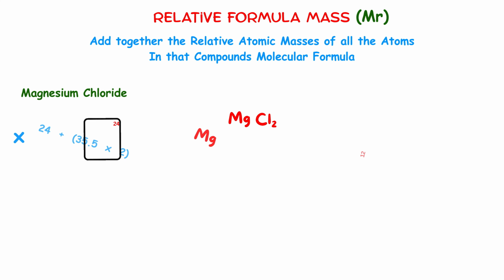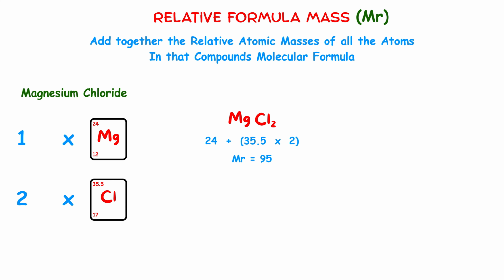For instance, let us look at magnesium chloride, whose chemical formula is written as MgCl2. This means it contains one magnesium atom and two chlorine atoms. The relative atomic mass of magnesium is 24, and that of chlorine is 35.5. So, to find the Mr, we simply calculate 24 plus 35.5 times 2, which gives us a total of 95. This tells us the relative formula mass of magnesium chloride is 95.